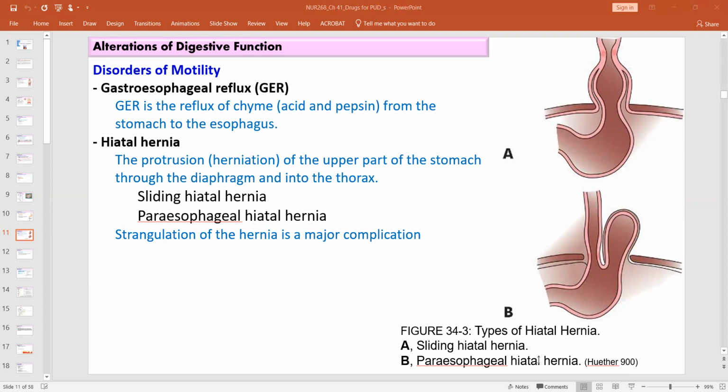I know there are two different types of hernia. When there's a herniation of the GI tract and protrusion of that through the stomach through the diaphragm into the thorax, into the thorax cavity.